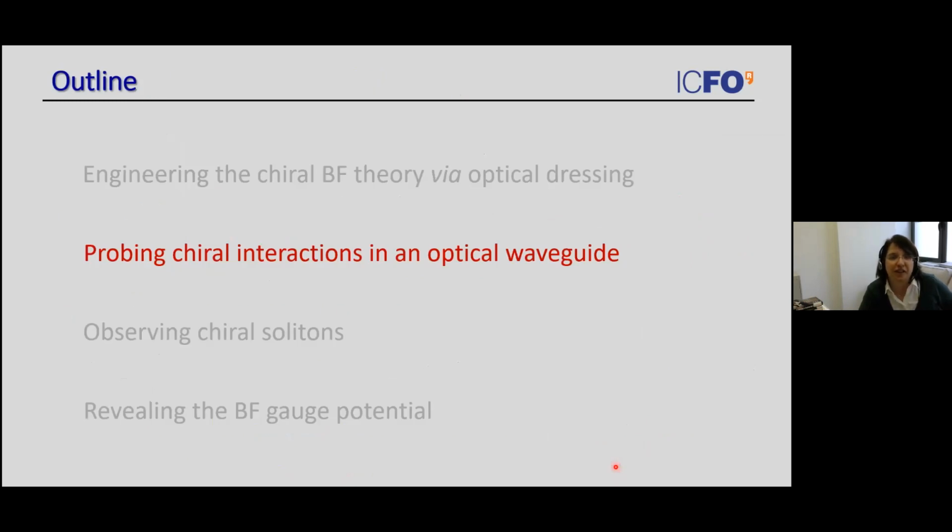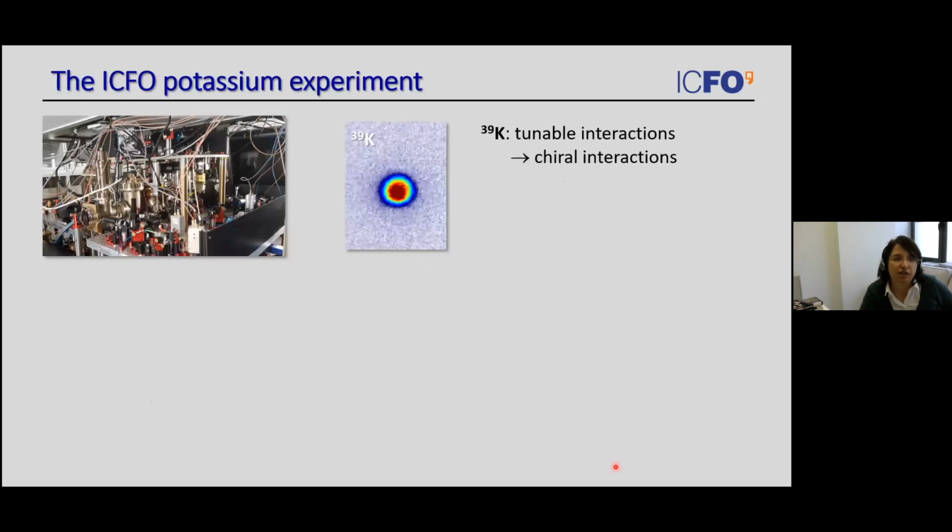So with this, I come to show you how we do this experiment. How do we make these chiral interactions in practice and probe them? These are experiments that we do on our potassium machine at ICFO. This potassium machine produces Bose-Einstein condensates of the different potassium isotopes, potassium 41 and potassium 39. But for this experiment, we use potassium 39 because potassium 39 has nice Feshbach resonances that allow us to tune the interactions, and in particular, to make them chiral.